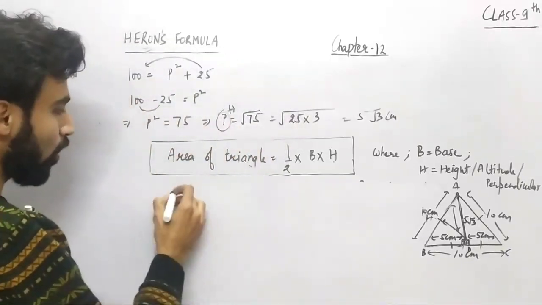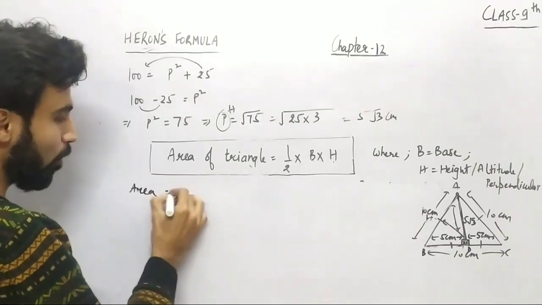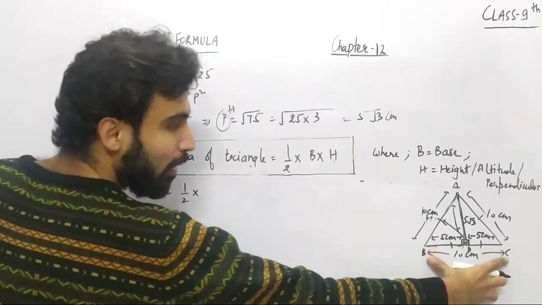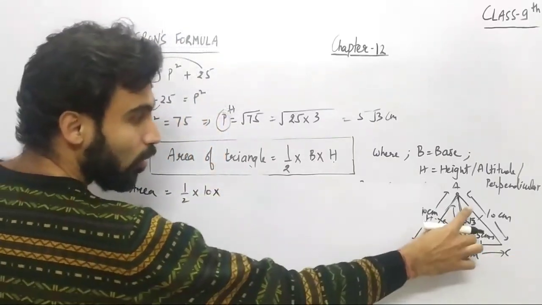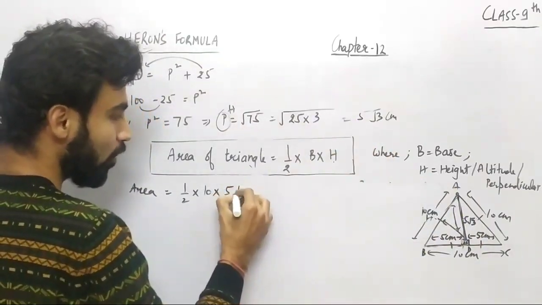Now let me just tell you, so the area of triangle here will be, you can see half into base. So what is the base here? You can see the base is 10 centimeter complete, right? Into height. So what is the height? You can see we have calculated here the perpendicular. That is 5 root 3.